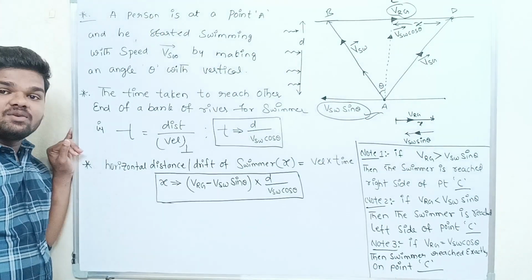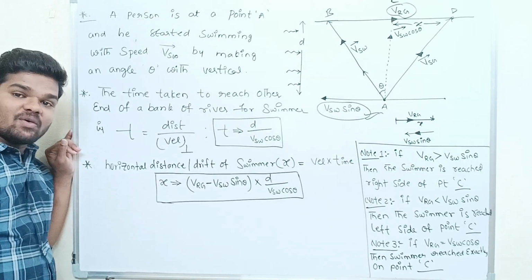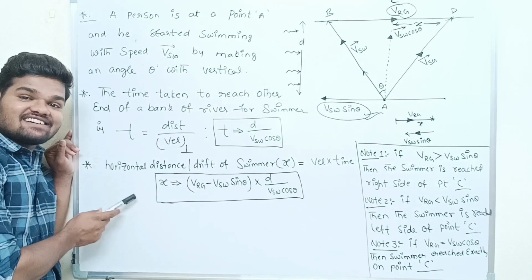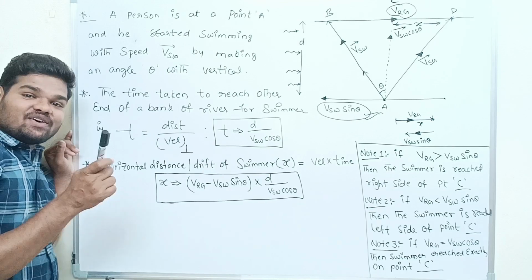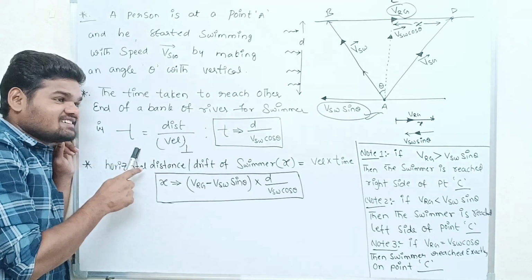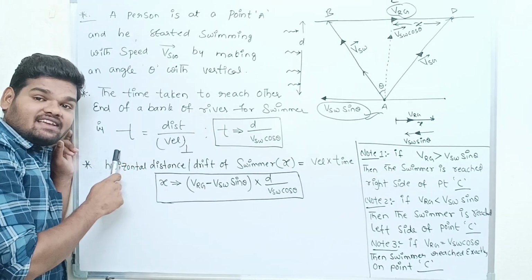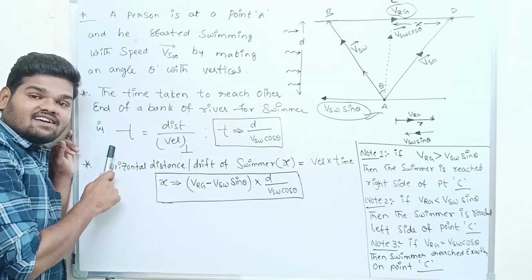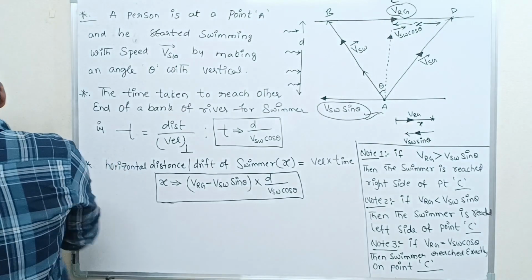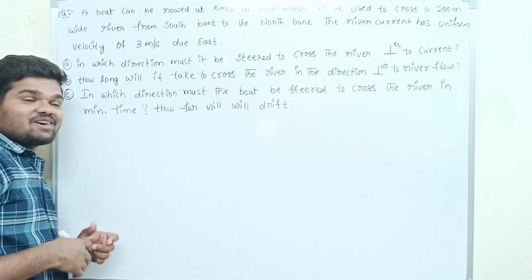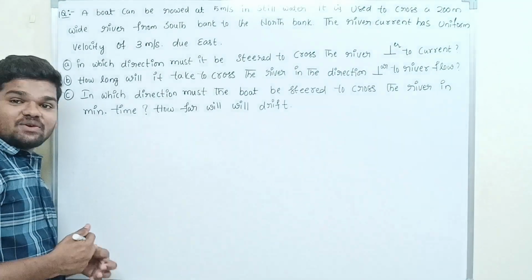3, 2, 1, go. Let's solve some examples based on this concept. Are you ready? Okay. So pause the video and write the notes. I'm going to rub the board. 3, 2, 1, go. Right. So I'm just bringing the first question of today's lecture.